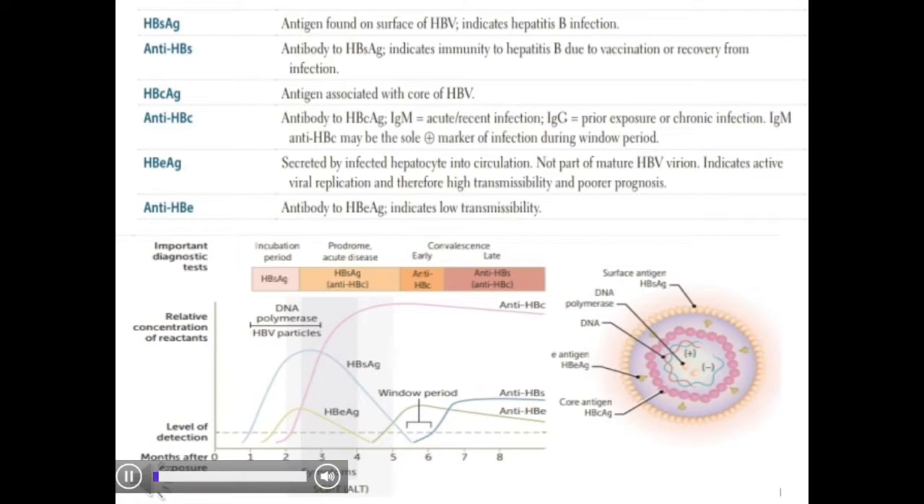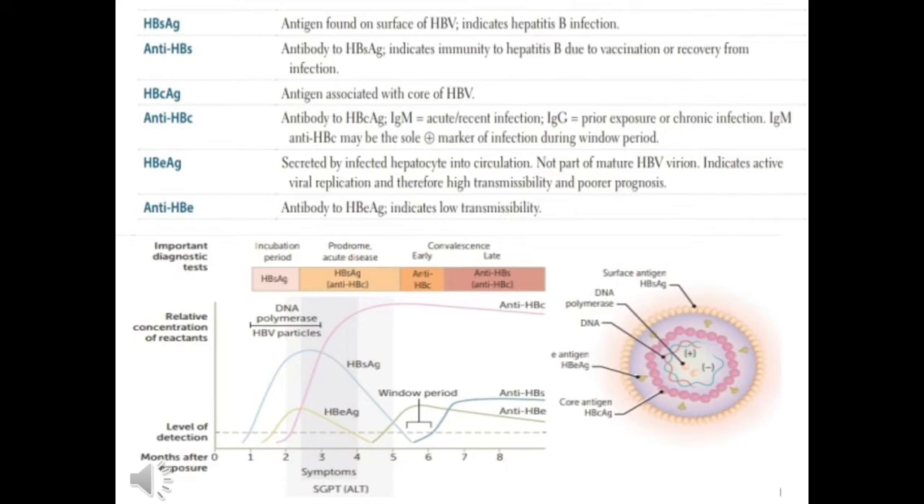Serological markers of hepatitis B. HBsAg is the antigen found on the surface of hepatitis B virus, indicates hepatitis B infection. Anti-HBs, antibody to HBsAg, indicates immunity to hepatitis B due to vaccination or recovery from the infection.